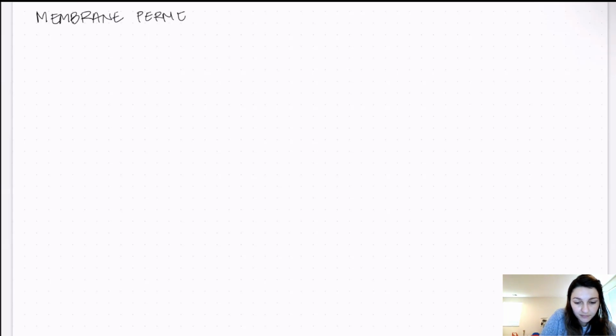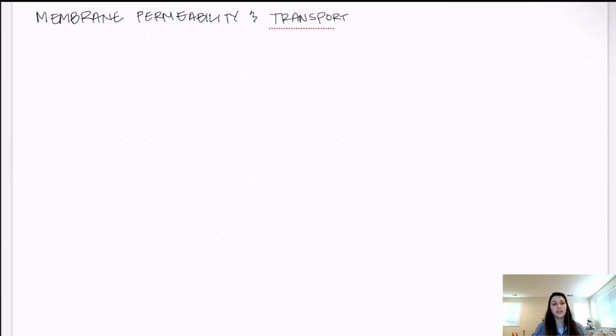This lecture is all about membrane permeability and membrane transport. Now that we've learned about the plasma membrane, we're going to talk about what stuff can get through and how. So let's title our notes membrane permeability and membrane transport. Let's start first with how different types of molecules can get past.